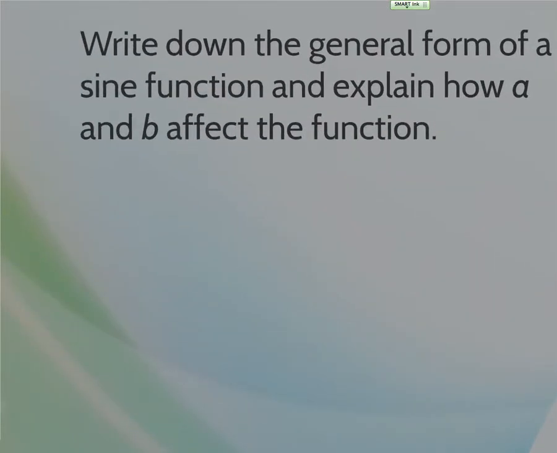So write down the general form of a sine function and explain how a and b affect the function. So y equals a times sine of bx. So a is going to affect the maximum and minimum. It's going to affect the amplitude, either making it bigger or smaller, so a vertical change. And b will affect the period. It'll be that horizontal stretch.